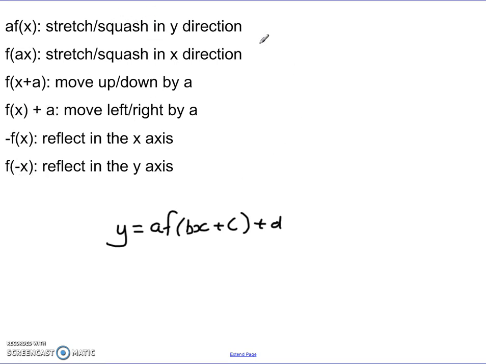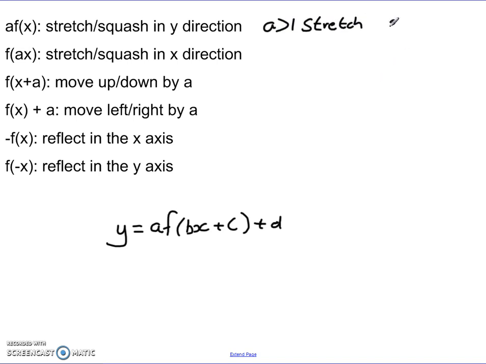So a f of x would stretch or squash the curve in the y direction, i.e. it would take its maximum and minimum points and stretch them up and down in y. If a was bigger than 1, it would stretch it, so it would grab it and move the points higher and lower and just stretch it out.